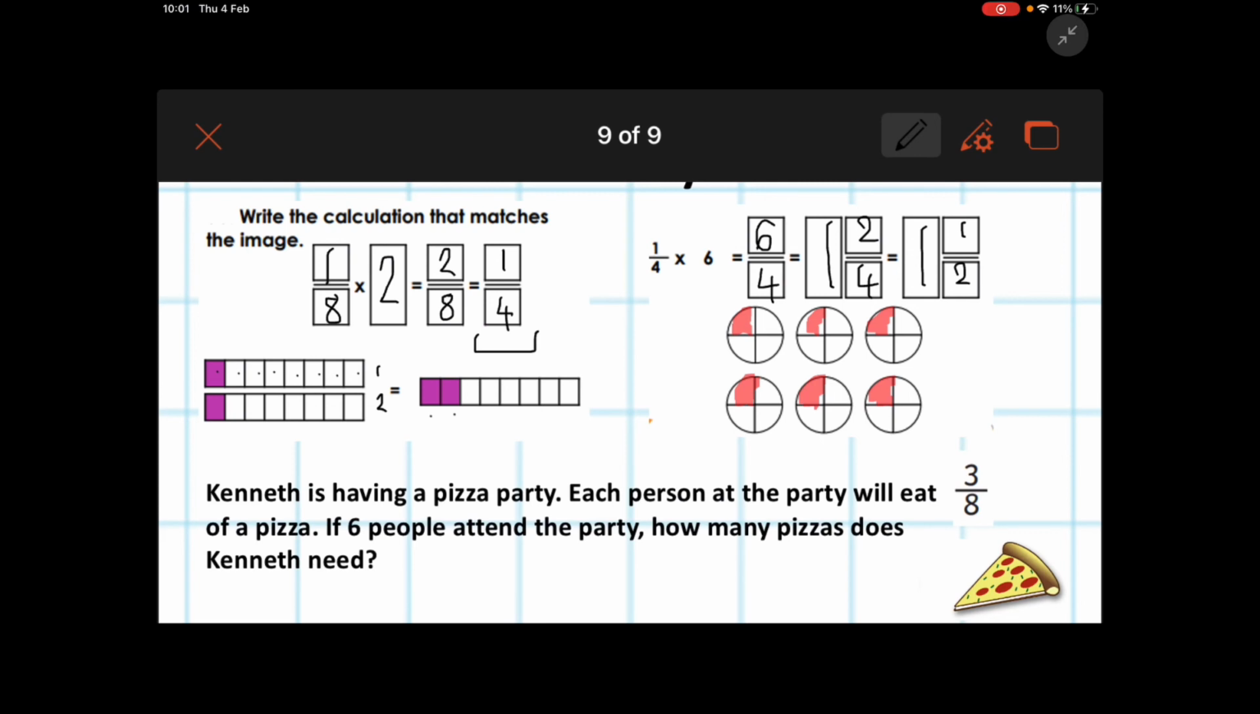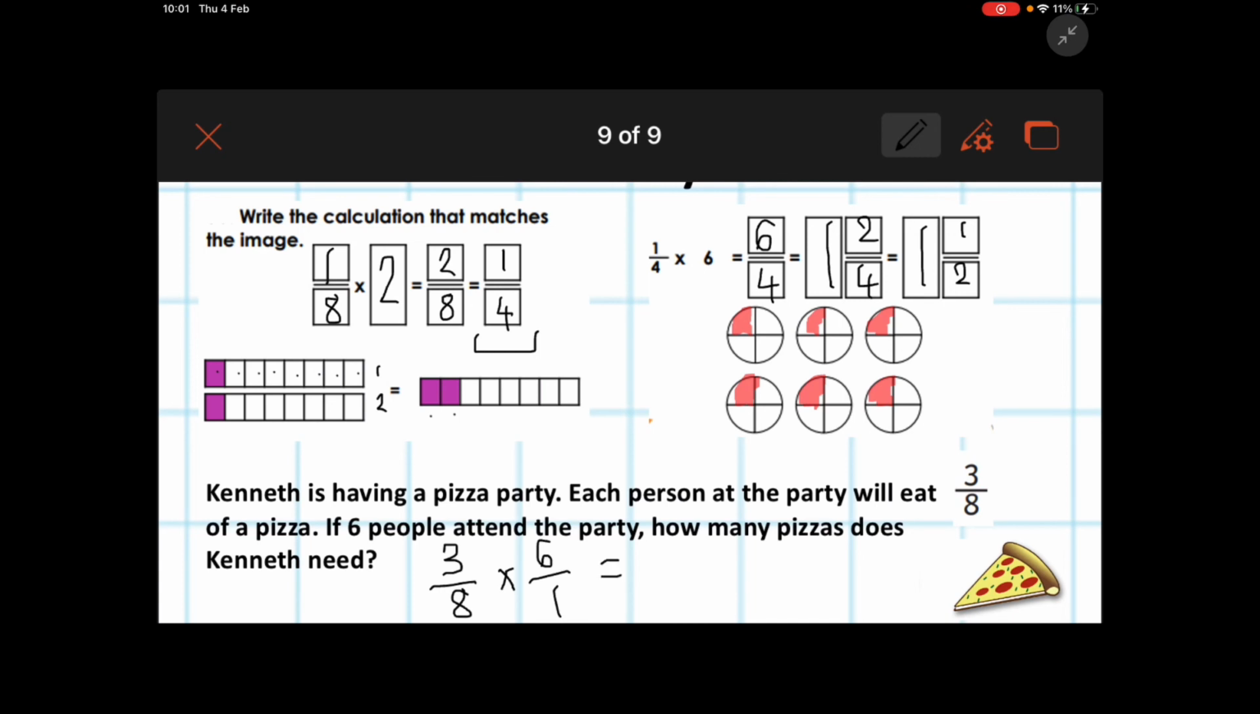Then finally, Kenneth is having a pizza party. Each person at the party will eat 3/8 of a pizza. If 6 people attend the party, how many pizzas does Kenneth need? So let's have a look. We have got 3/8 times 6. And I'm going to express my whole number as a fraction.